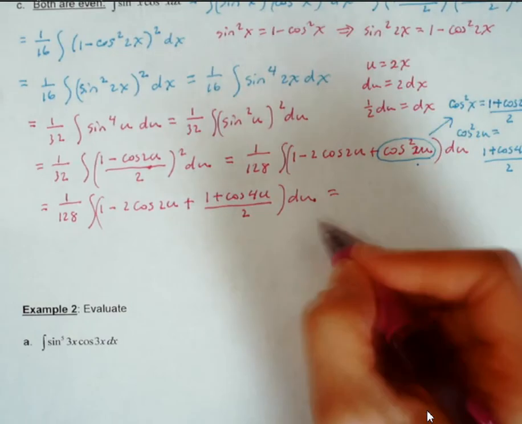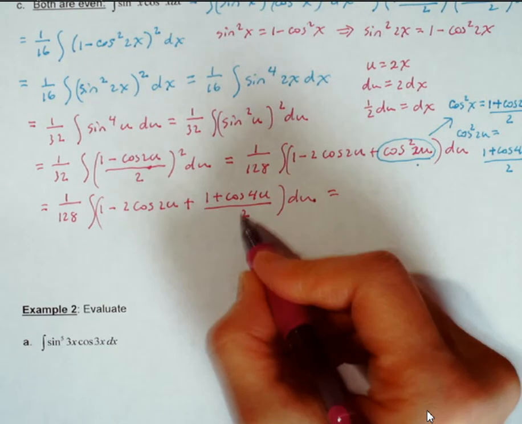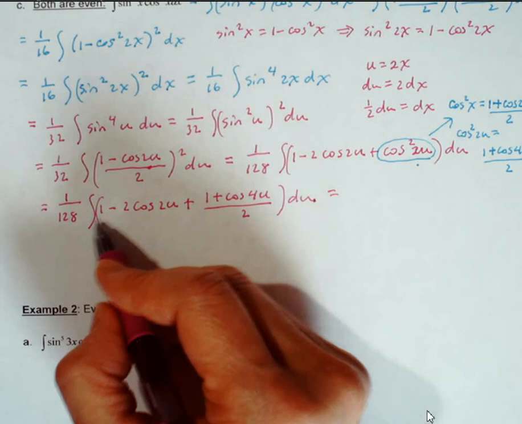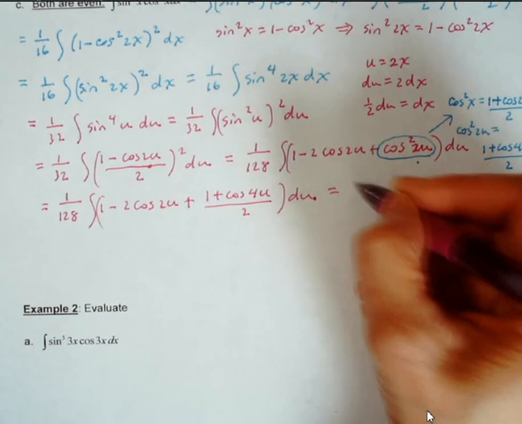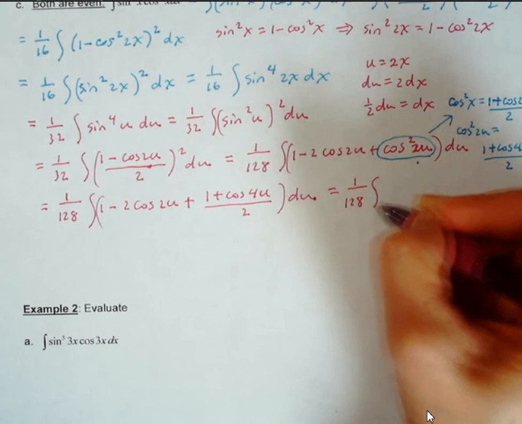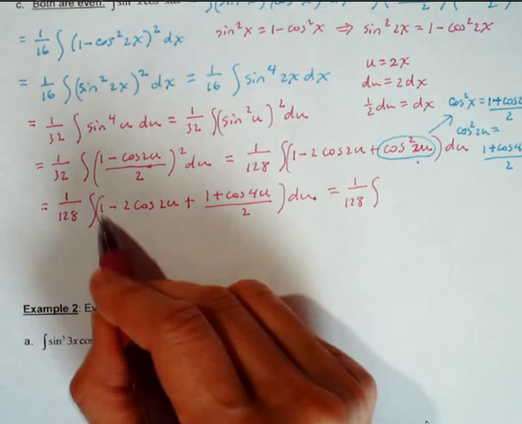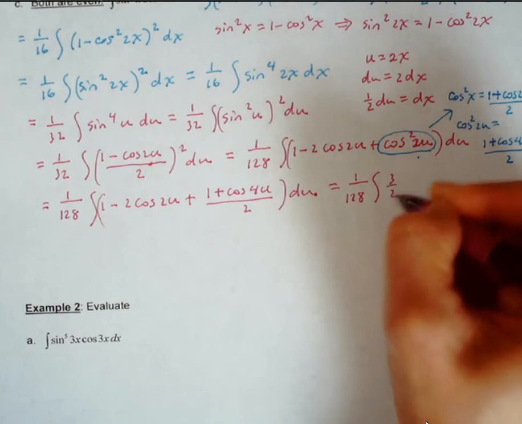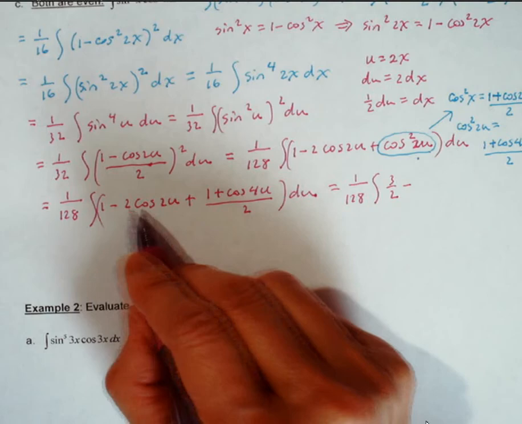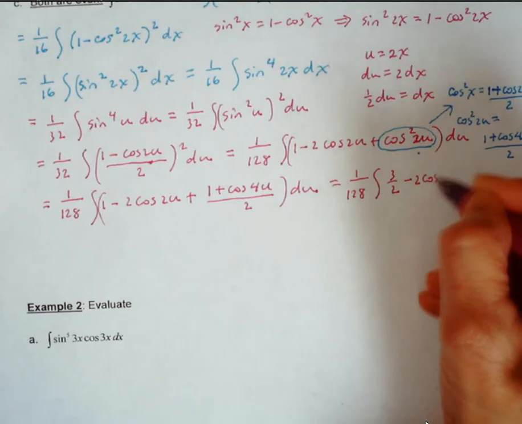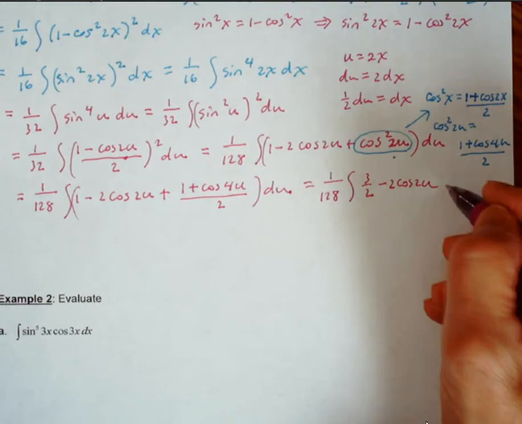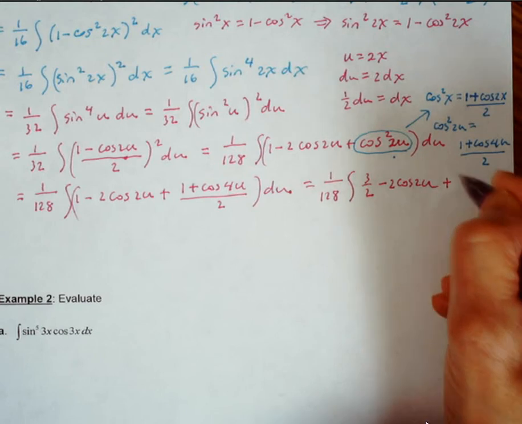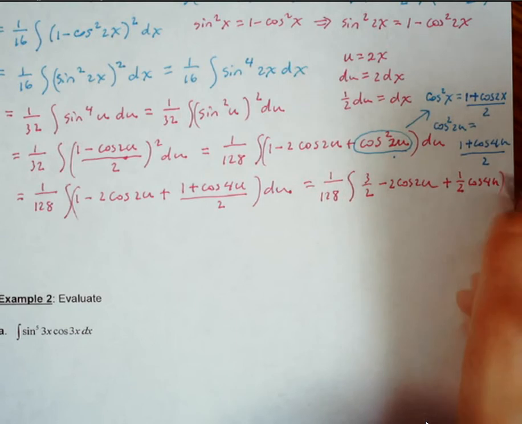Okay, so I'm going to now just clean up some of these fractions, and so I have a half right here, and then I'm going to now combine some of these together, and so I end up with 1 over 128 times the integral of, and so I have a 1 and a 1/2, so that'll be a 3/2, and then it's minus, and then it's going to be a 2 cosine of 2u, and then the last part is plus 1/2 cosine of 4u, and that's du.